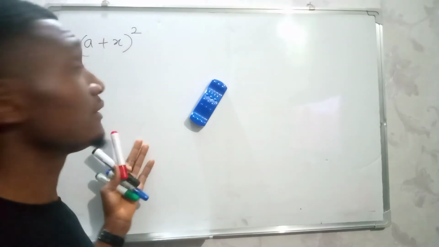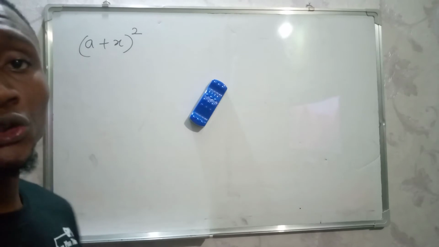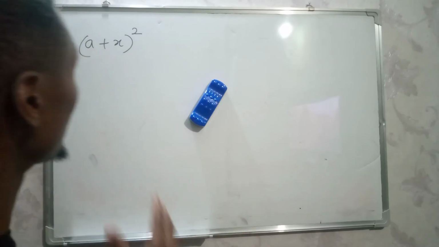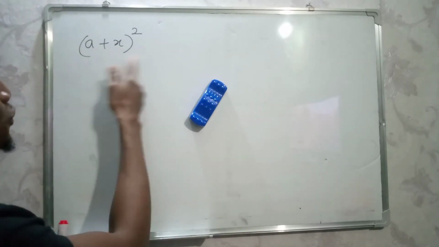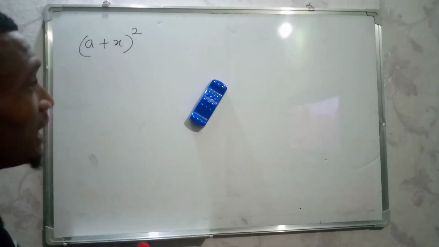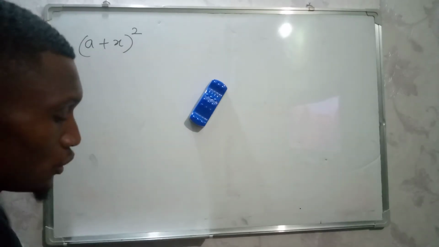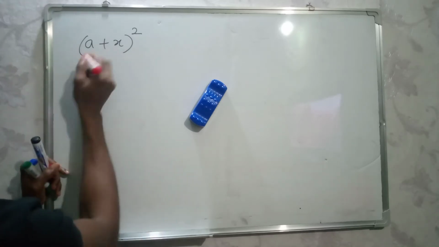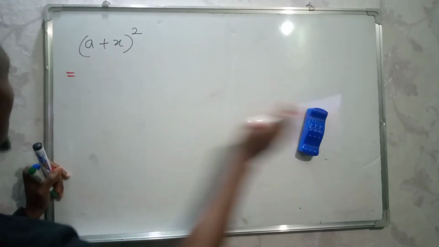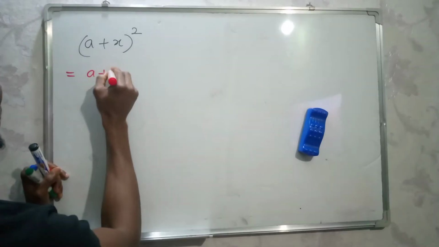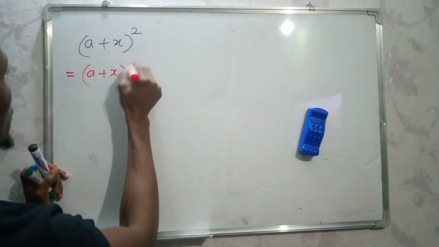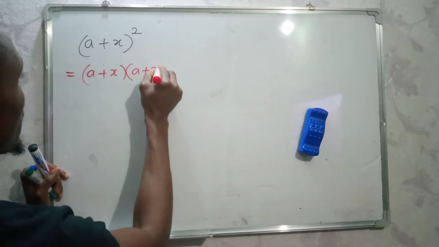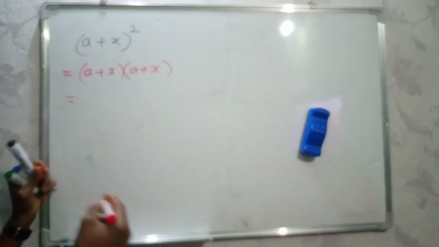Now, in this very video, I want to show us an alternative way of carrying out the expansion of this to power 2. Any kind of expansion to power 2. The usual method we normally follow is we say that this will be equal to something like this: a plus x, bracket open and close, and then a plus x. Okay? And then we begin to multiply.